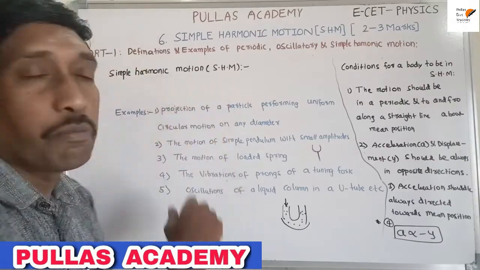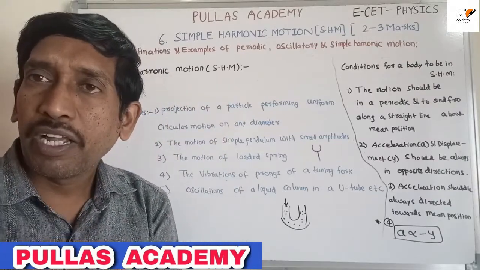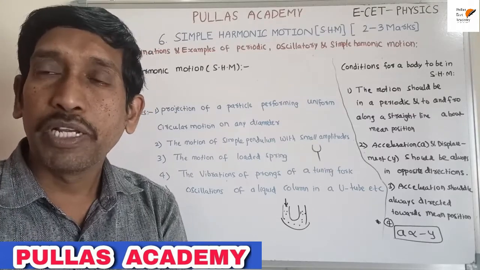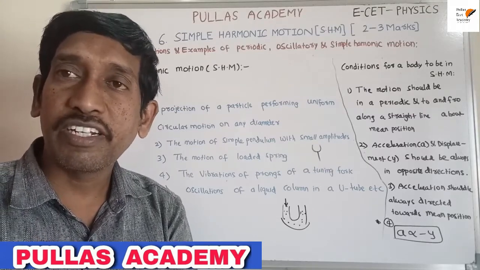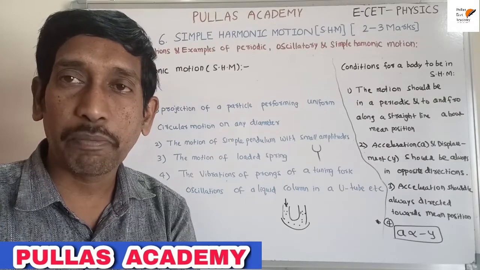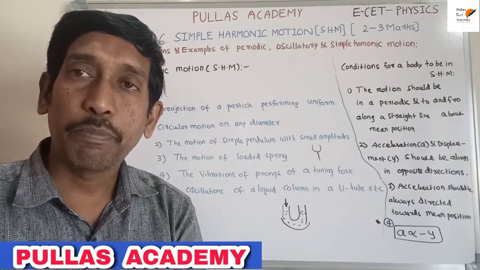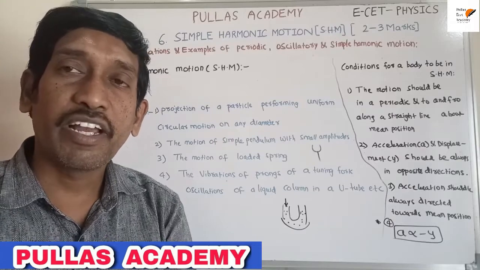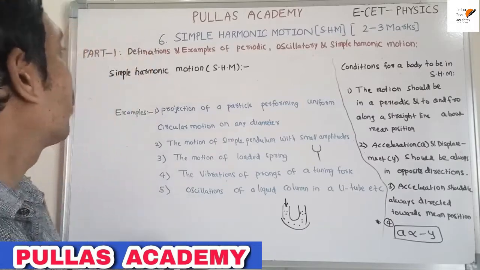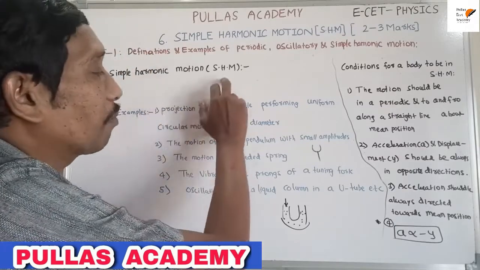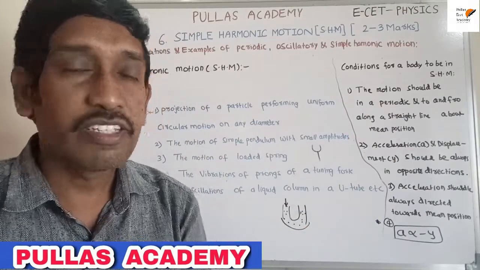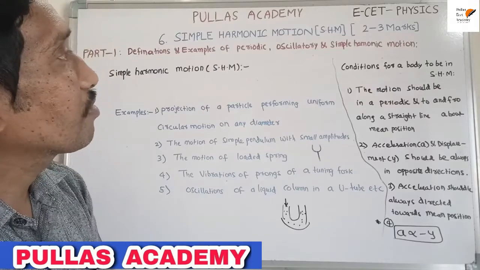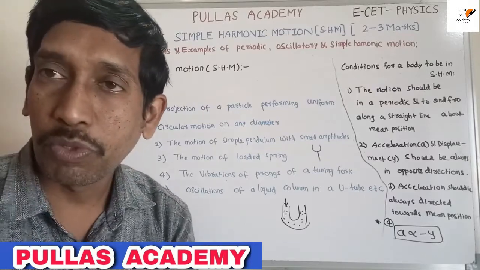What is simple harmonic motion? A periodic motion which repeats to and fro about the mean position, such that its acceleration is directly proportional to the displacement, opposite in direction, and always directed towards the mean position, is called simple harmonic motion. These are the differences among periodic, oscillatory and simple harmonic motion.